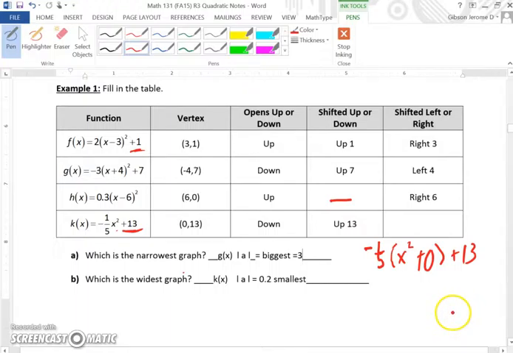So you always take the absolute value of a? Yes. Negative or positive. That's to let you know if it's bigger or smaller as far as that is concerned.